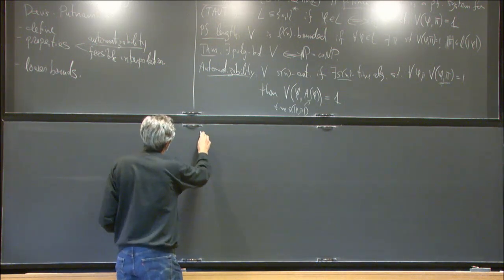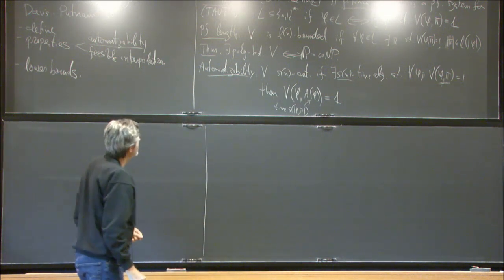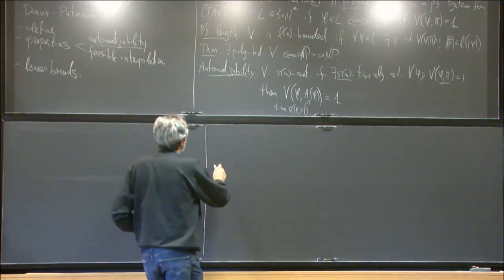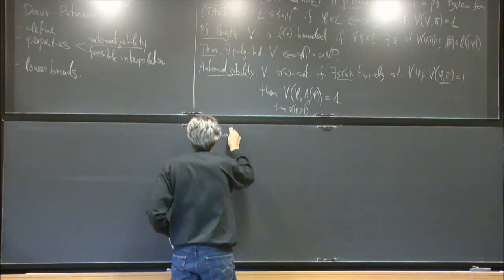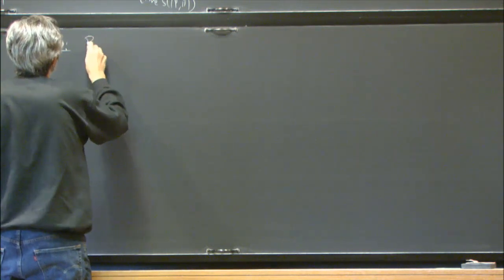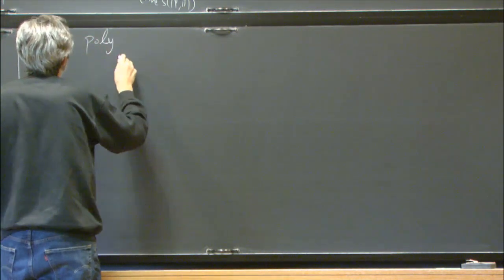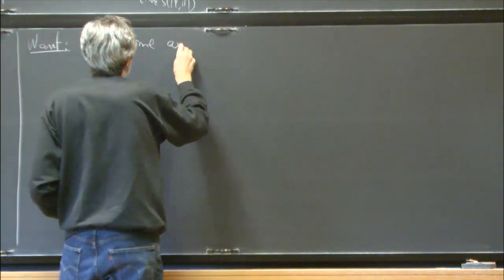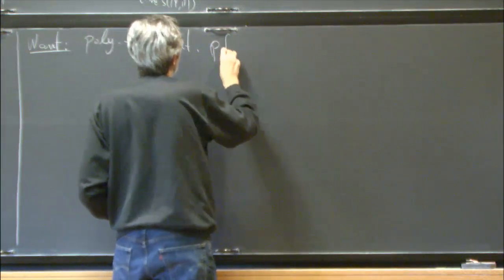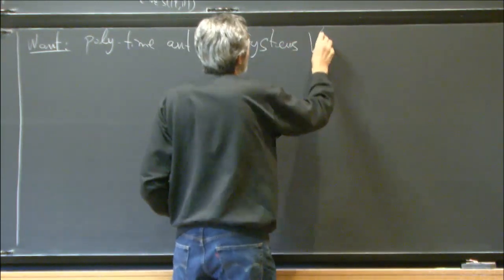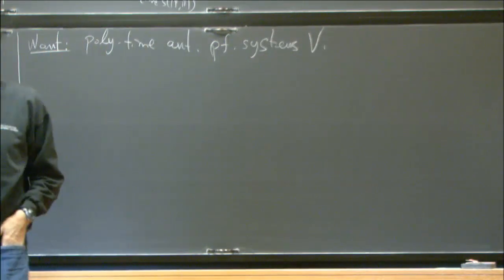So, we continue here. What we want, ideally, is polynomial time automatizable proof systems V. Well, what does it mean we want?